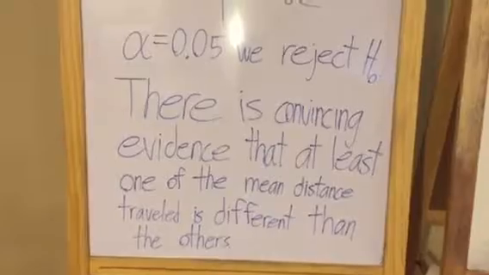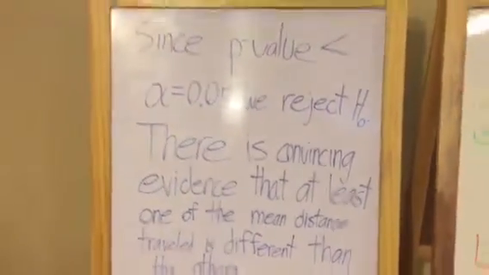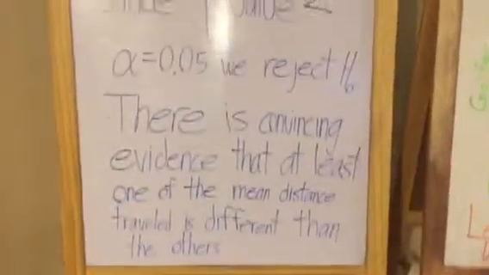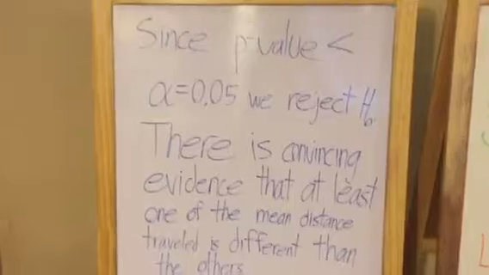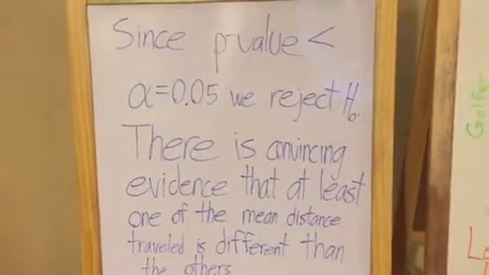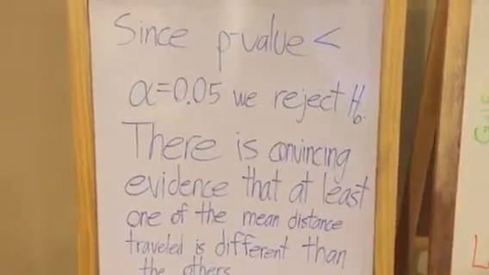There's convincing evidence that at least one of the mean distance traveled is different than the others, but the Anova test doesn't tell us which ones are different and by how much, so further testing would be required for that, and a popular test for that is the least significant difference test, but we won't be going into that because that's not our topic.